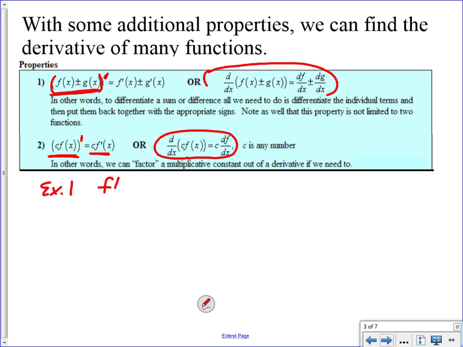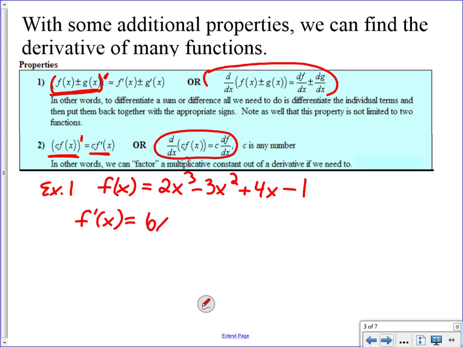Okay, let's say we're given this function, f of x equals 2x cubed minus 3x squared plus 4x minus 1. Basically, to find our derivative, we're just going to differentiate the individual terms and then put them back together, okay? So f prime of x would equal, and here's how your power rule would work. You're going to take your 3, multiply it by 2. So that becomes 6x, subtract 1 from your 3. So you get 6x squared for the first term.